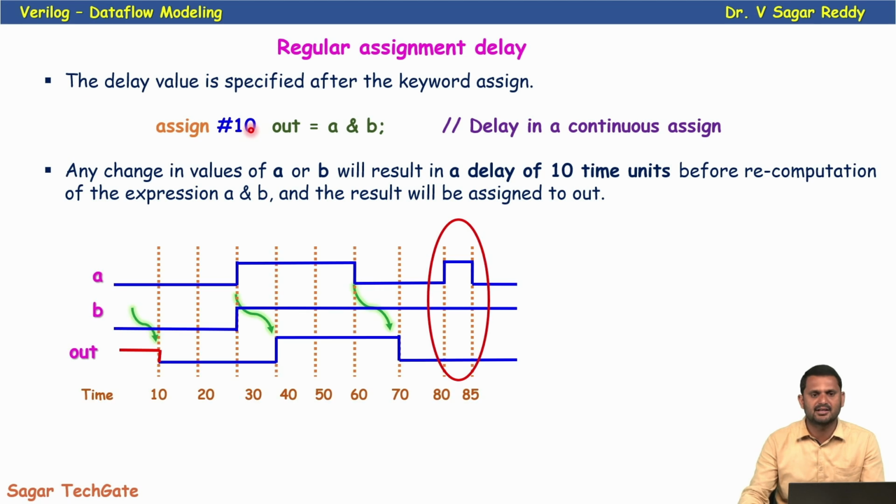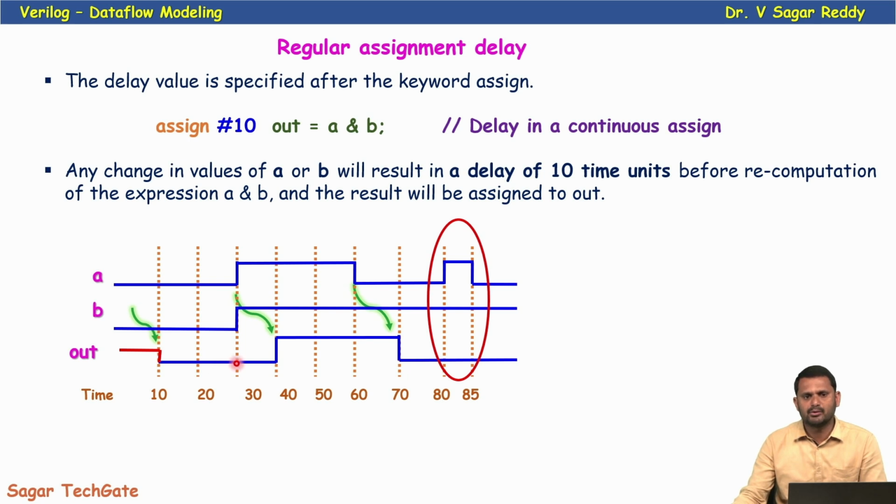So we'll show one example. Here we have A and B. What is the delay here? 10 time units, so out is equal to A and B. Now this is the out. At time unit 10, both A and B are 0. In case of an AND gate, what is the output? Out is also 0.